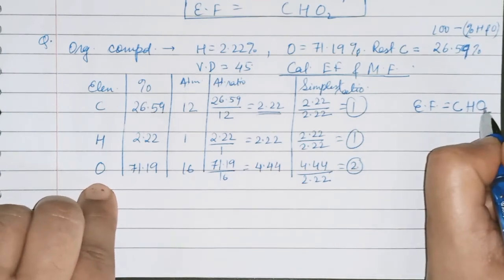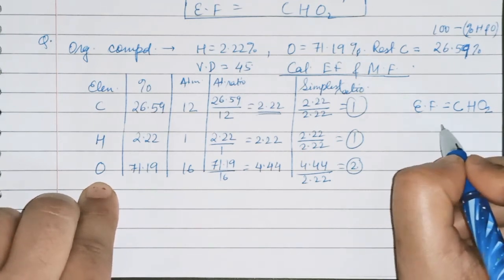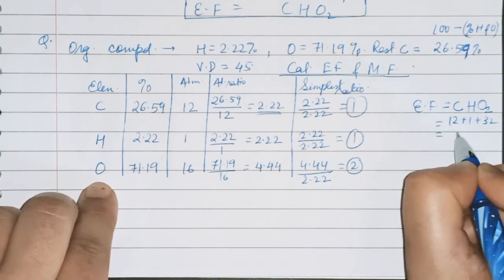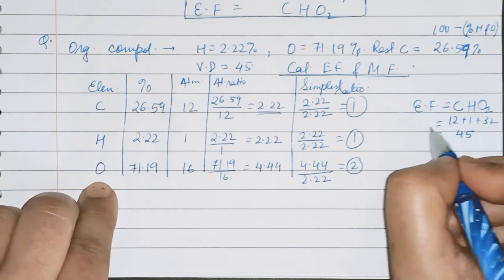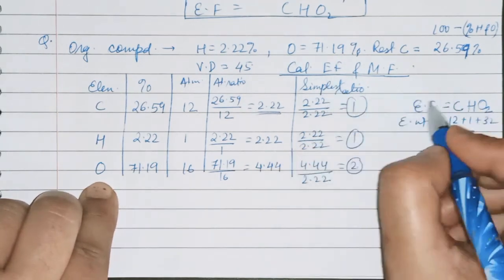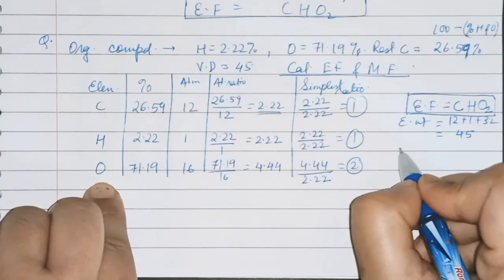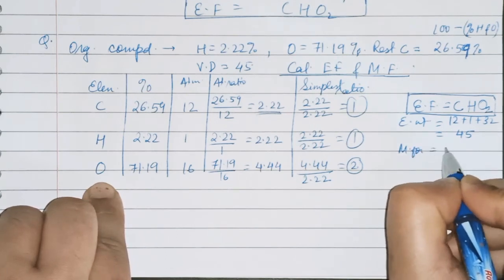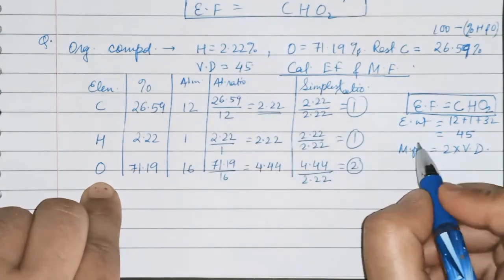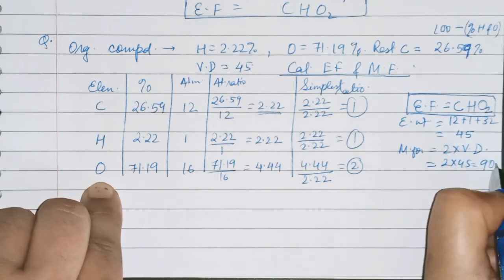So the empirical formula you are getting is CHO2. Now the empirical formula mass you have to calculate. 12 plus 1 plus 32, that will be 45. Okay, so it is empirical weight. You have calculated the empirical formula here, and now the molecular formula. Molecular weight is equal to 2 into vapor density, and in your question vapor density is given 45. So 2 into 45 is equal to 90.